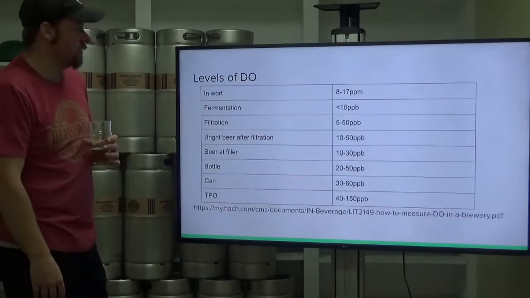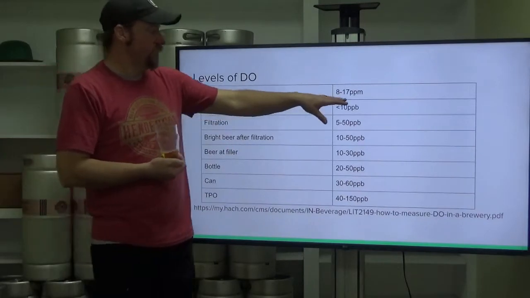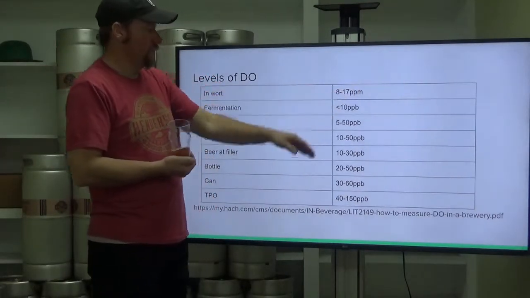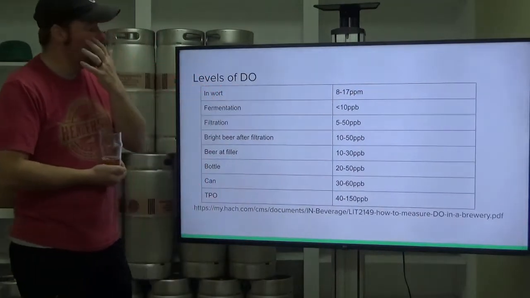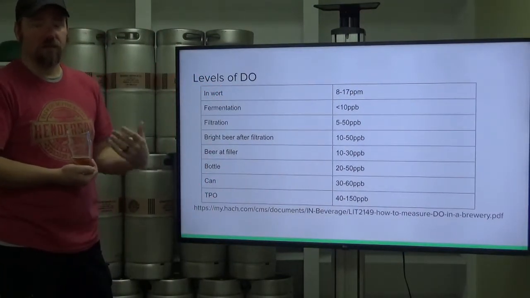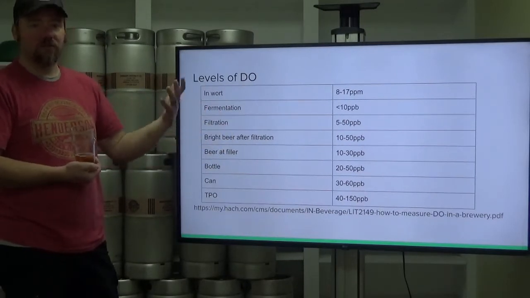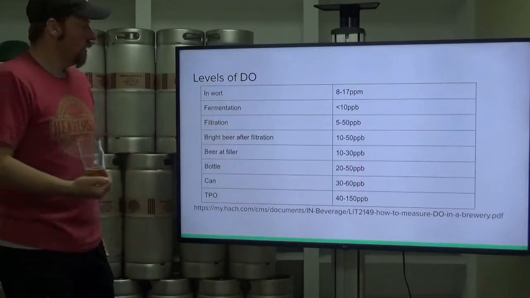And the levels, as we can see here, so wort, we're talking about levels in parts per million. So that is what we want to see. That is dissolved oxygen that's beneficial for yeast health. It allows them to reproduce, it allows them to make their phospholipid bilayer for the cell wall to multiply.